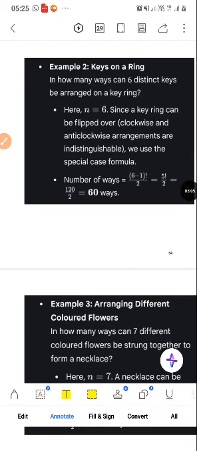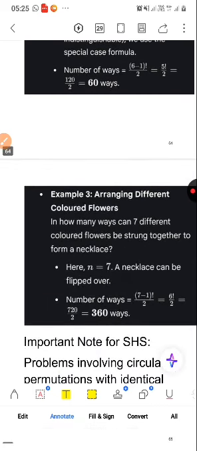So here we have 6. So what we did, the total is 6. We took the circular permutation and divided it by 2, and we got 60. And then here too we have the third example, arranging different colored flowers. It is the same thing. In how many ways can 7 different colored flowers be strung together to form a necklace?